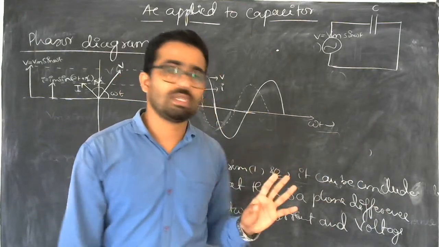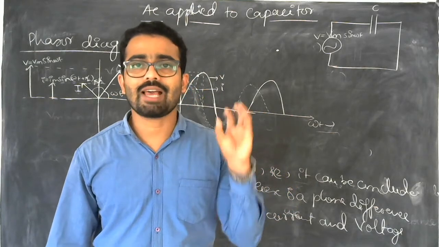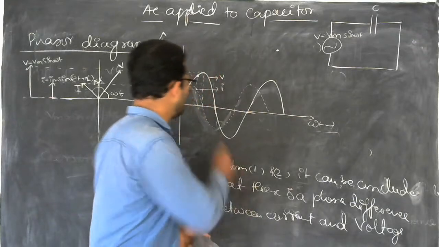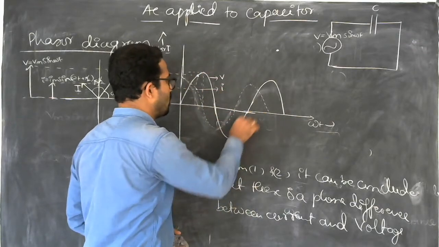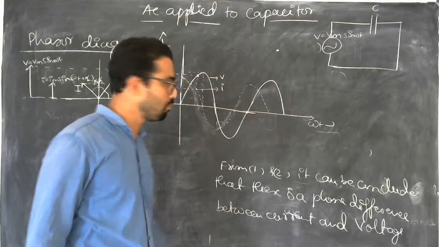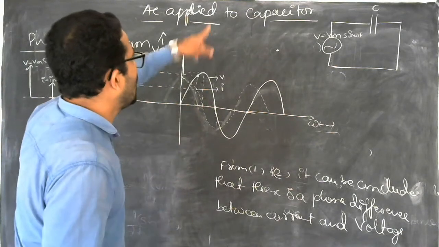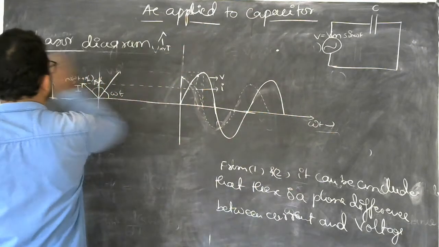When the wave completes one complete cycle, the angle covered by it would be 360 degrees. So a complete wave means this can be called one complete wave. Let's see the power in a capacitor.